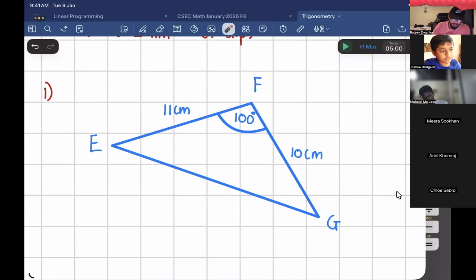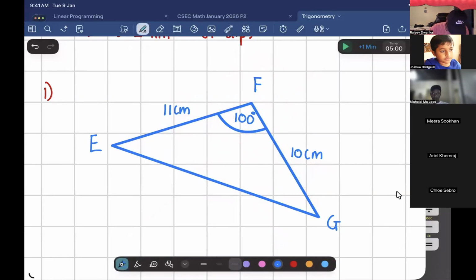So Mira, first thing we're going to do, we're going to label our sides. If this is angle F, what would I call this side? Baby F.